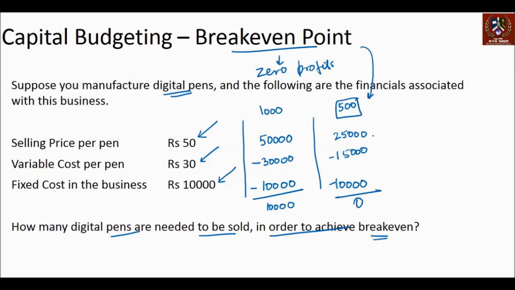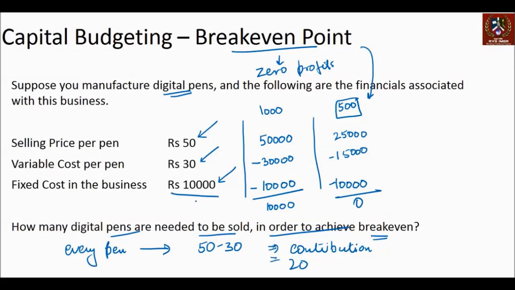Now, how do you get to the break-even point? Note, what are you making on every digital pen? Every digital pen is giving you 50 minus 30. This is known as the contribution you get per pen, right? So that's 20, right? Now, if one pen is giving you 20, you have to recover your fixed cost in the business. That's 10,000. So 10,000 divided by 20 is going to give you 500.